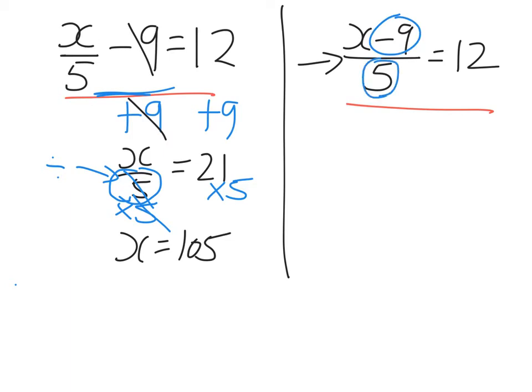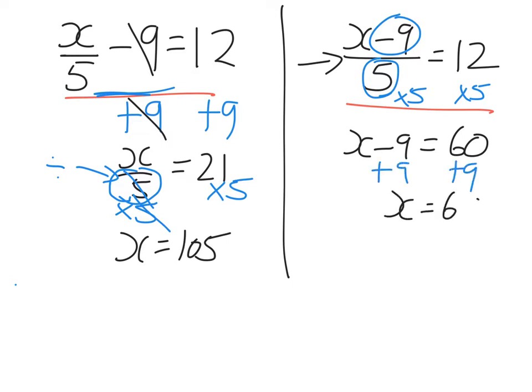So I'm going to have to undo things in a different order. The first thing I need to do is to undo dividing by 5, because that's the last thing I did to x. So I'm going to times each side by 5. And then I end up with x minus 9 equals 12 times 5, which is 60. I now need to undo subtracting 9 by adding 9 to both sides. I get x equals 69.